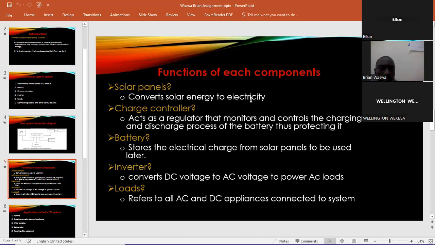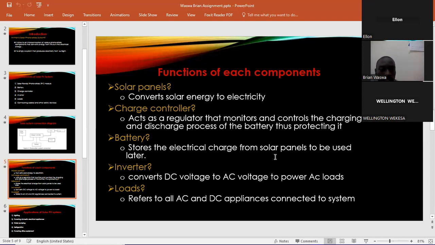Then the second component is the charge controller. This is the regulator, and it acts as a regulating device, which helps us to monitor and control the charging and discharge process of a battery. It thus protects the battery from overcharge or undercharge. Then the third component is the battery itself. Its function is to store the electrical charge from the solar panels to be used later, mostly at night when there is no sunlight or we are not producing electricity.